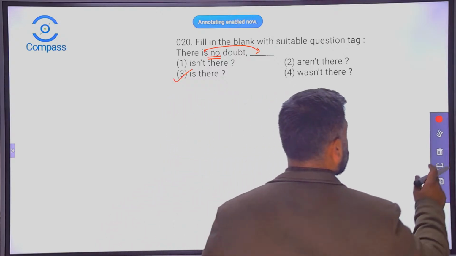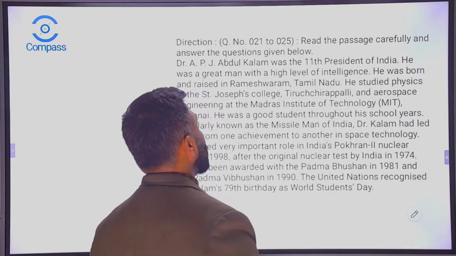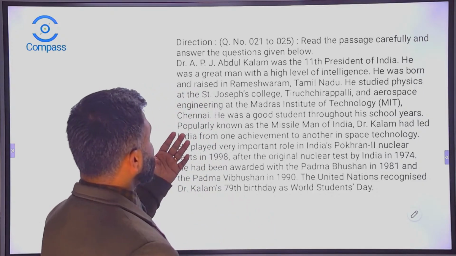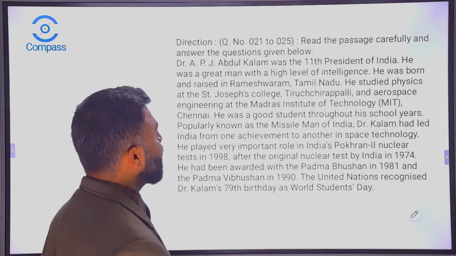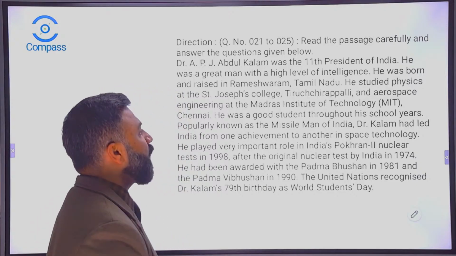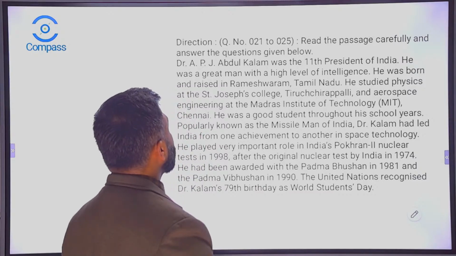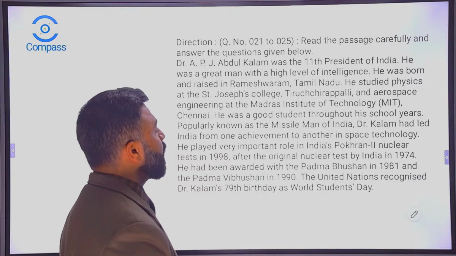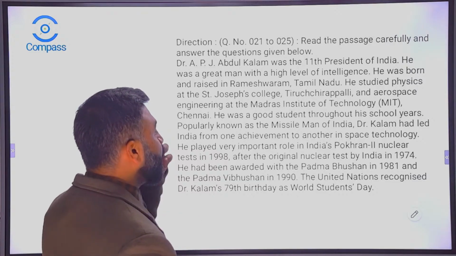Okay, let's clear the feedback here. Now we have a comprehension passage to solve. Questions from 21 to 25 are going to be based on this passage. Let's read this. Dr. APJ Abdul Kalam was the 11th president of India. He was a great man with a high level of intelligence. He was born and raised in Rameshwaram, Tamil Nadu.